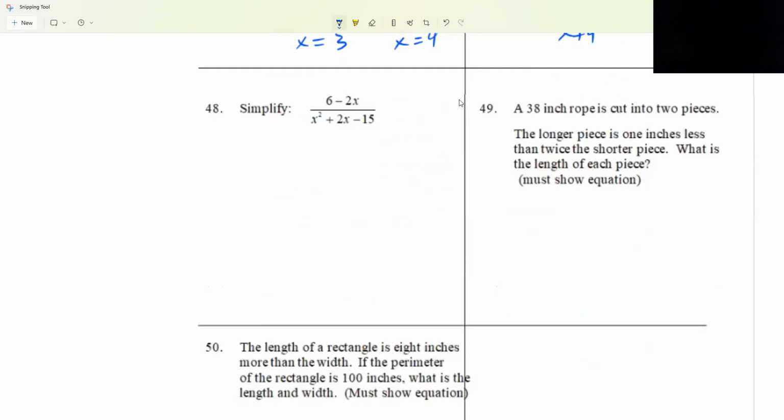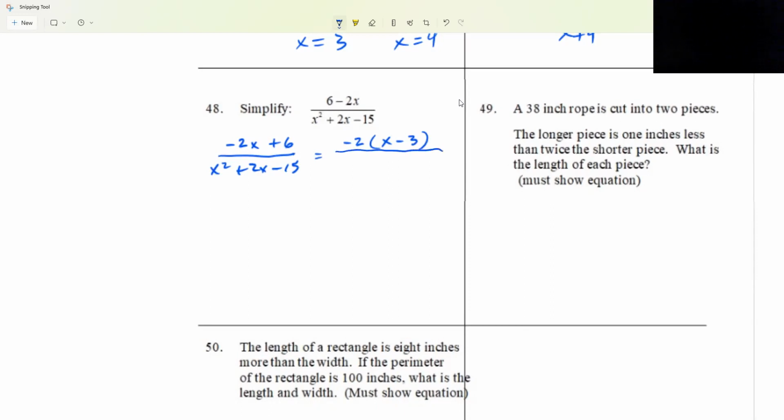For number 48, remember, you generally want to write these things in descending order of degree. It'll just be easier for you. So I'm going to write this as negative 2x plus 6 over x squared plus 2x minus 15. What I'm going to do here is factor out negative 2 there. That's going to leave me with x minus 3.